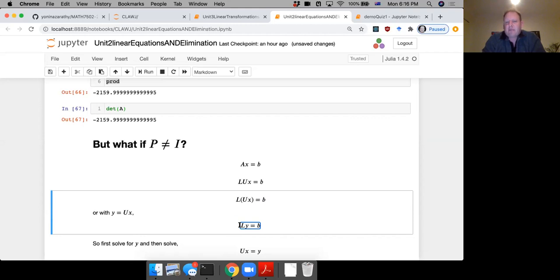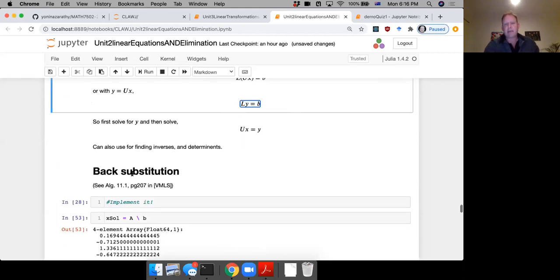Ly equals B. Now, what's easier? AX equals B or Ly equals B? What's easier? AX equals B or Ly equals B? Ly equals B. So why is it easier? It's easier because L is lower triangular. It's a triangular matrix. Okay. So for a triangular matrix, we are going to use just back substitution, and I want us to implement this together because this is kind of the central thing.